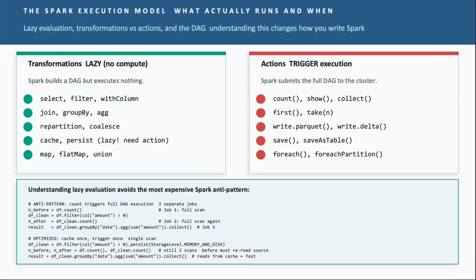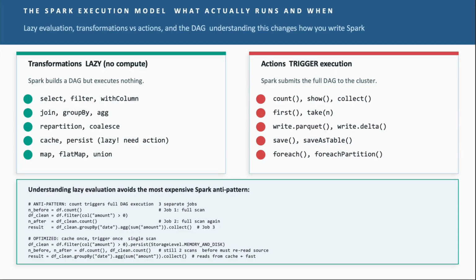Look at the anti-pattern in the bottom panel. Three actions on the same DataFrame: count, distinct count, and aggregate collect. Three actions equals three separate jobs, each rescanning the source data from scratch. If the filter takes 10 minutes, that is 30 minutes in total.